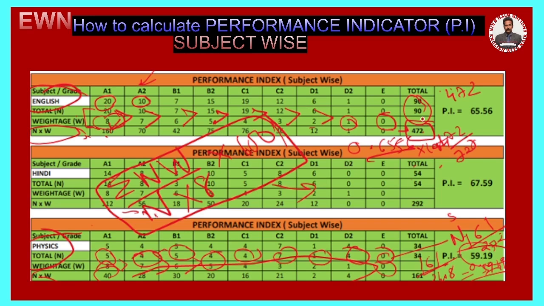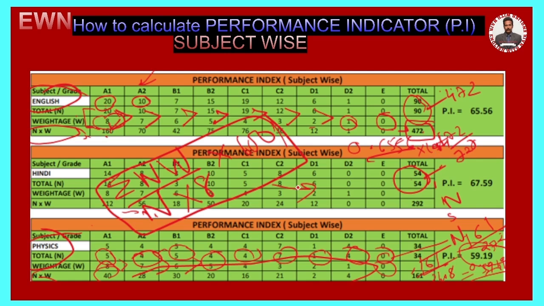Here, how many students opted for English, that is 90. How many opted for Hindi, that is 54. So it will vary as per the number of students who opted for the subject. So n will vary, right? Here n is 54, here n is 34. So we have to count how many students opted.